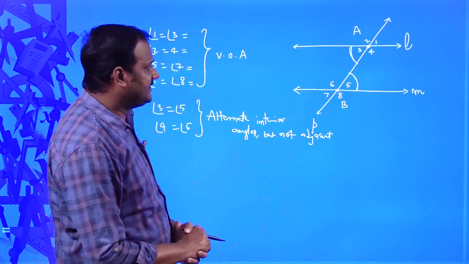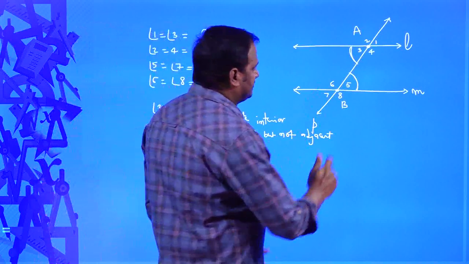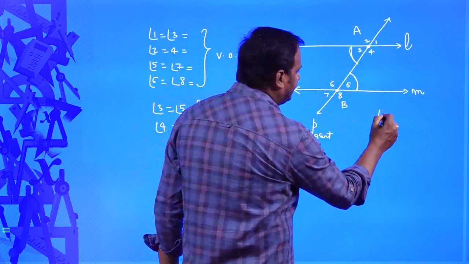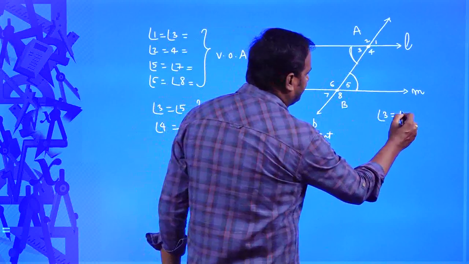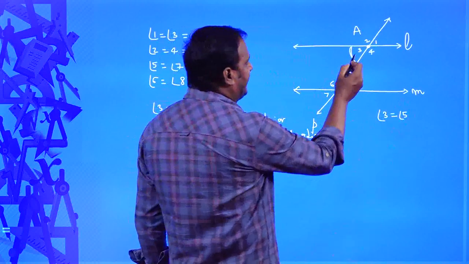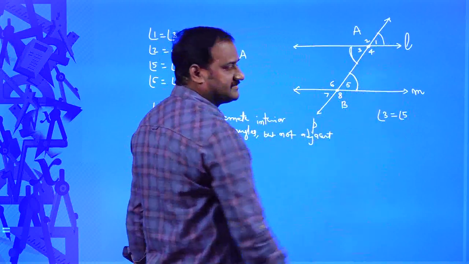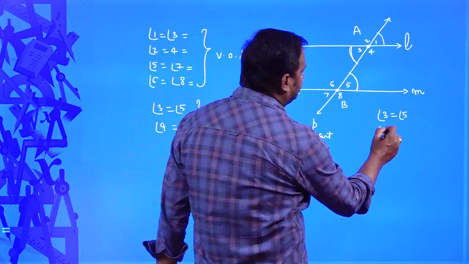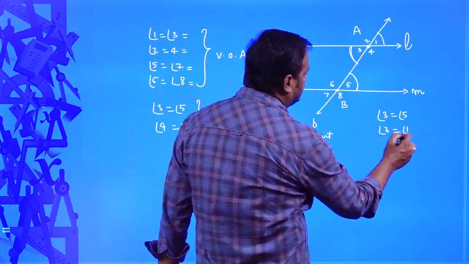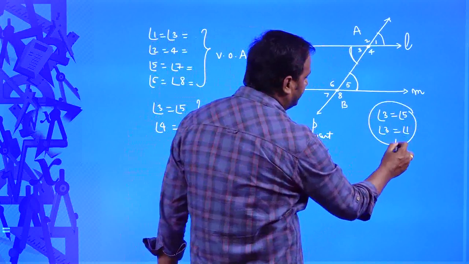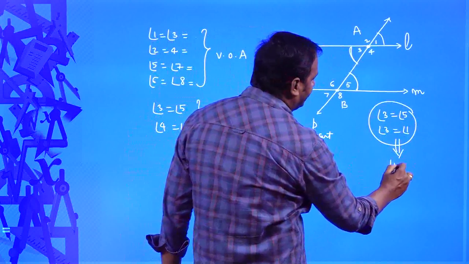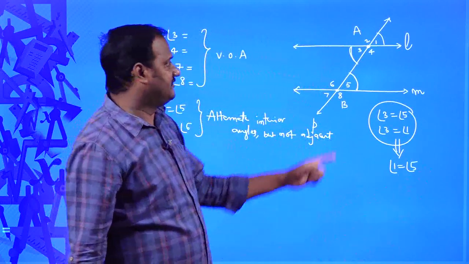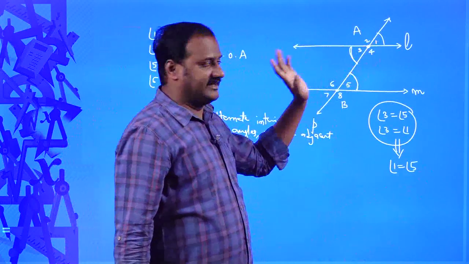After that, see, if you observe, angle 3 and angle 5 are both equal, you know that angle 3 is equal to angle 5, correct? But you know that angle 3 is equal to angle 1, right? Because they are vertically opposite angles. So angle 3 is equal to angle 1. So by this, what can you infer about angles 1 and 5? Angle 1 is equal to angle 5. Where are those angle 1 and angle 5?